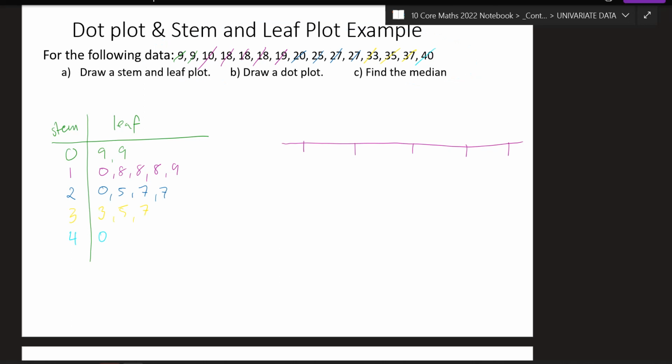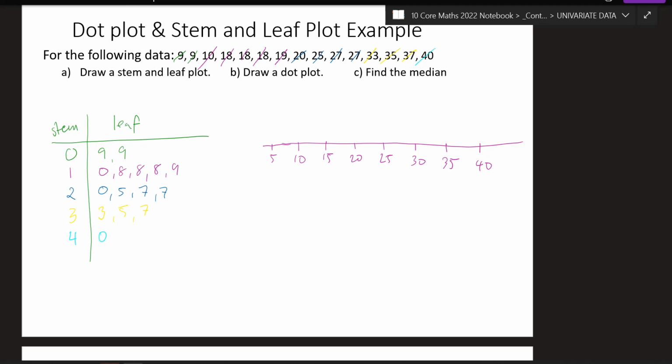So what I like to do is I might go up by 5s on my graph. I'll go up by 10s. So if I do this properly, let's fix that up. If I go up by 5s, I'll go 5, 10, 15, 20, 25, 30, 35, 40. Okay, and then I put the dots in the spot that they go through in my dot plot.